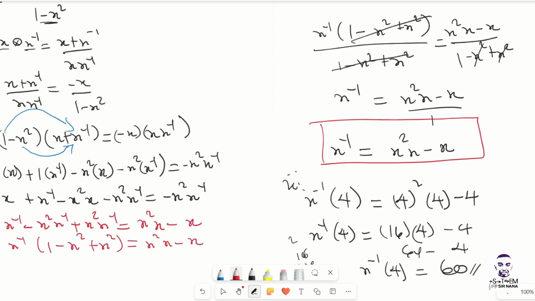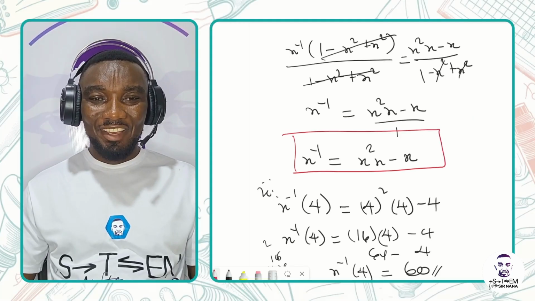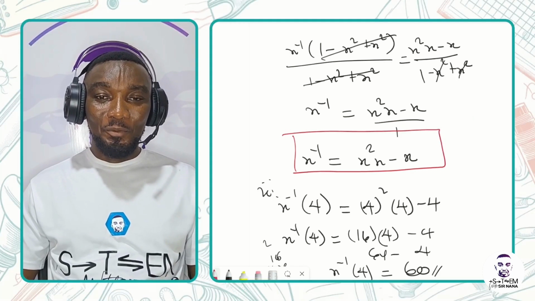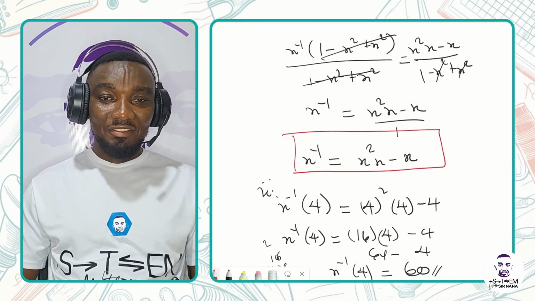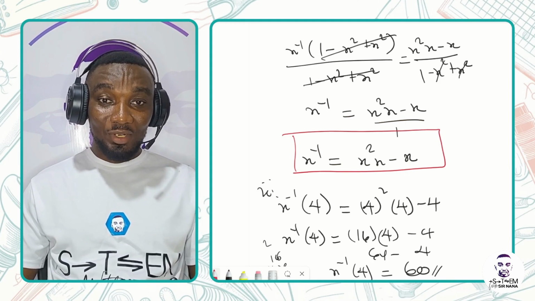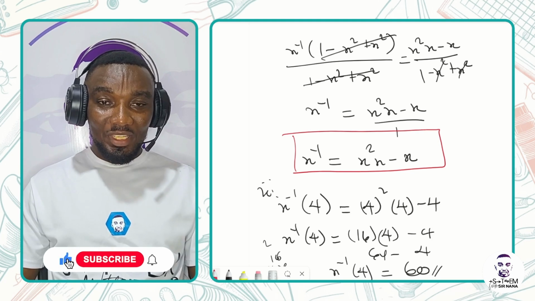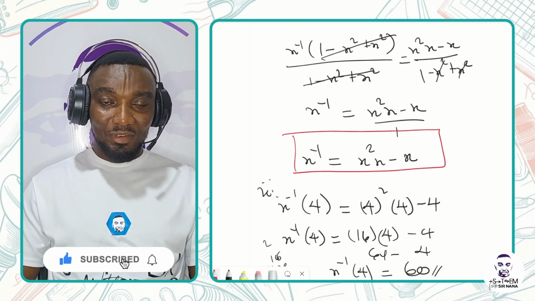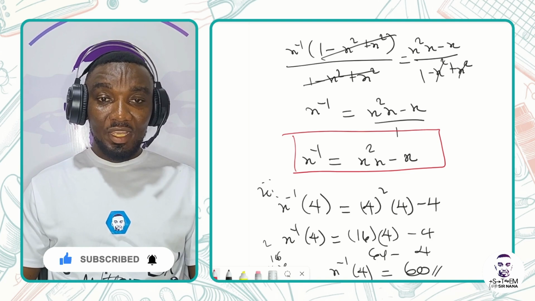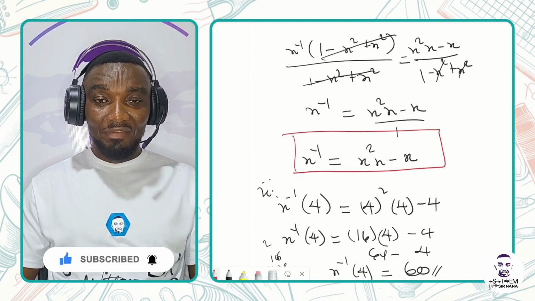So in this lesson, we've gone through the process of finding the inverse of a binary operation, and especially finding the inverse when a particular number is given, where we just substitute the number in place of the variable to be able to get a whole number or probably a fraction.